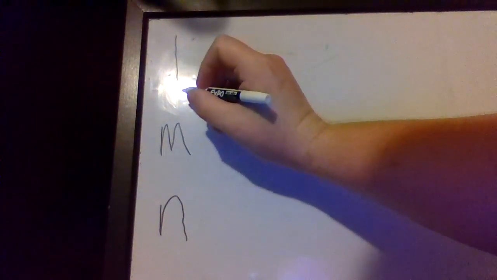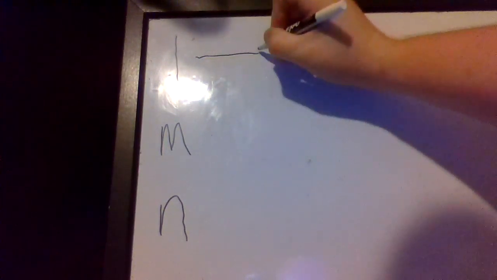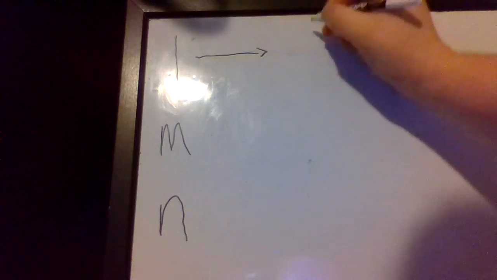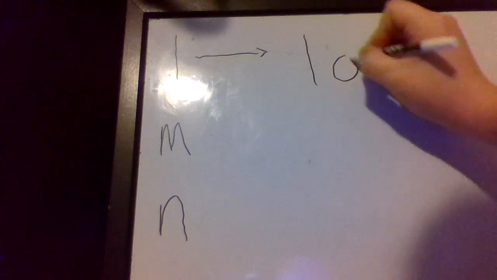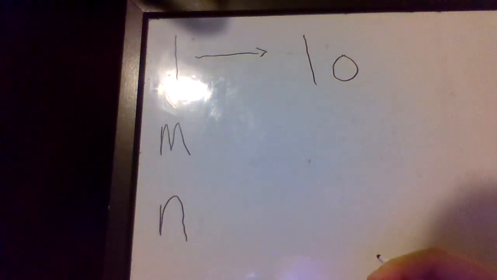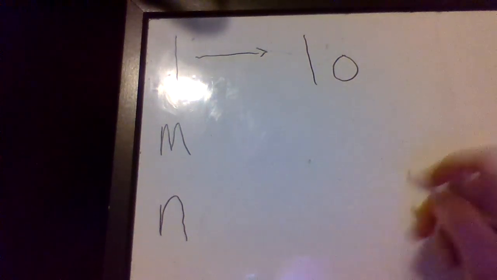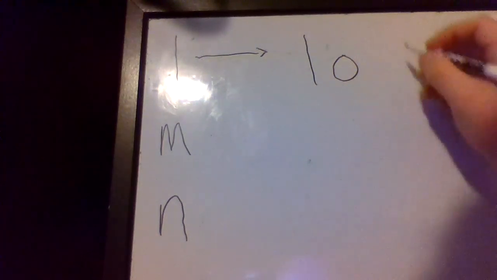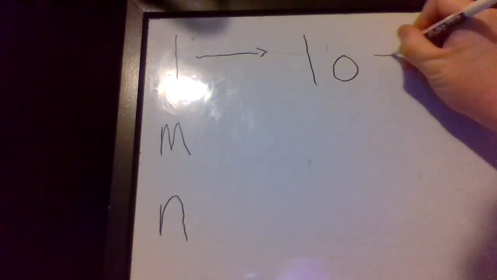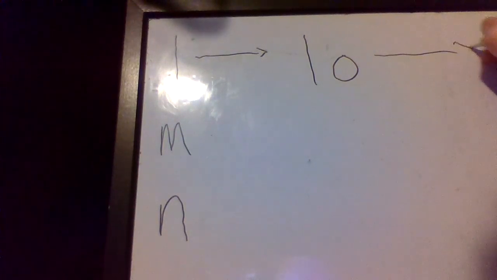So the letter L makes the L sound, L. So we're gonna pair that with O, and as you can recall, the letter O makes the ah sound. So L-ah. We're going to make that into some words.